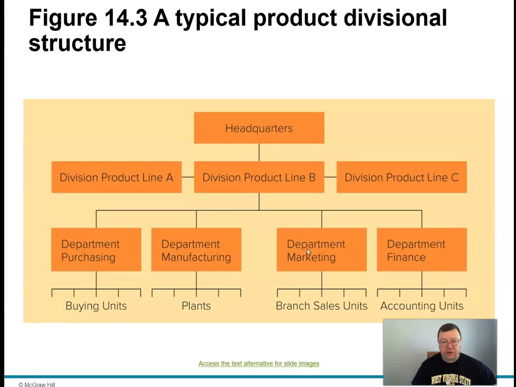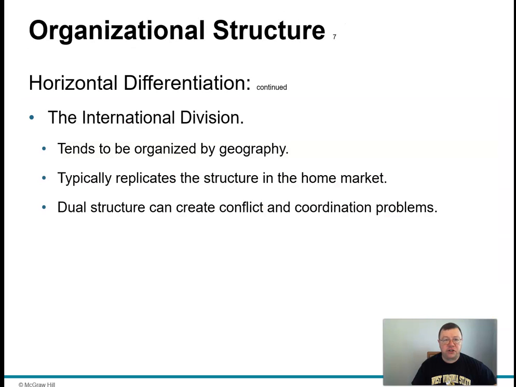So that's vertical structure. Horizontal structure tends to be geography, tends to replicate the structure in the home market. And this is the problem with the transnational strategy. It can cause conflict and coordination problems.